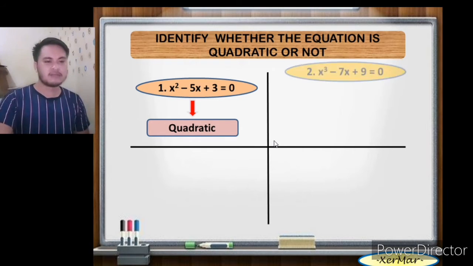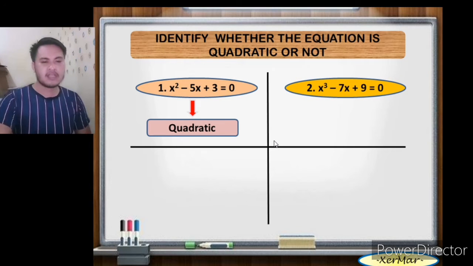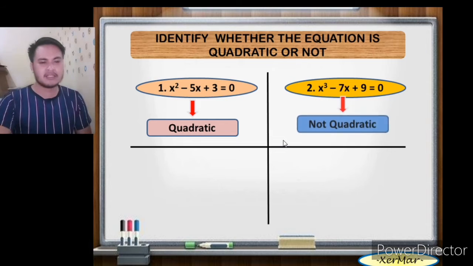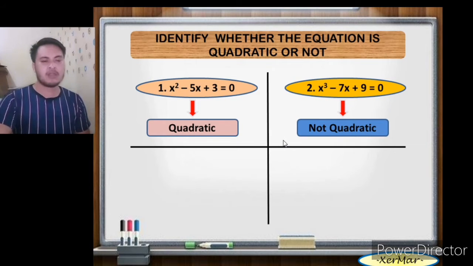Next, number 2, we have x cubed minus 7x plus 9 equals 0. Okay, so is it quadratic or not? Okay, good. The answer is not quadratic. Why not quadratic? Because the highest exponent is 3.